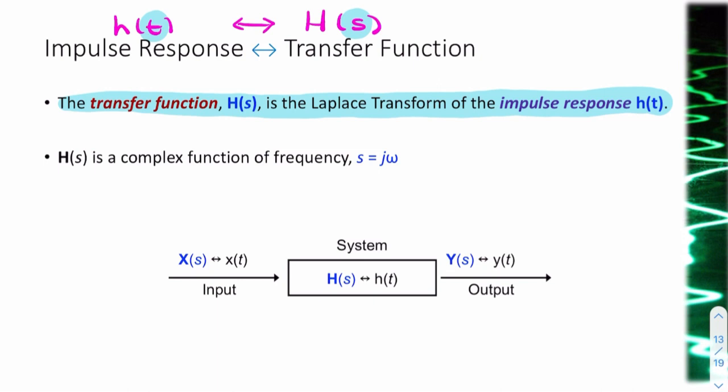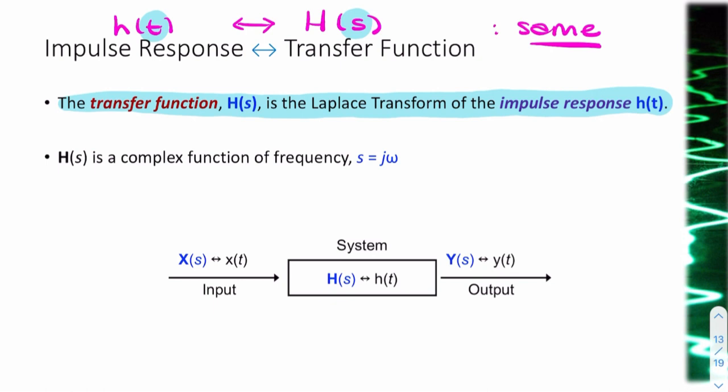All right, so lowercase h of t, that's called the impulse response. Uppercase H of s, that's called the transfer function. They are the same in that they describe the same system. The difference is that this describes it in the time domain and this describes it in the complex frequency domain. h of t is the output in the time domain if the input is a unit impulse, and H of s is the output in the s domain if the input is a unit impulse in the time domain.